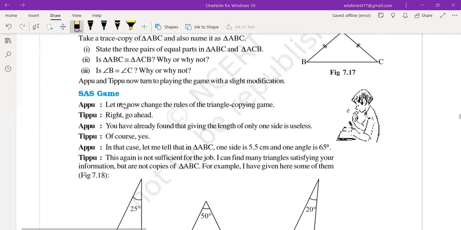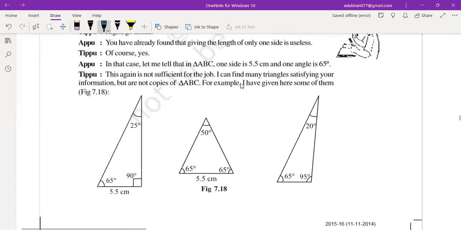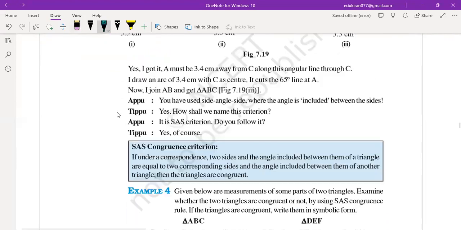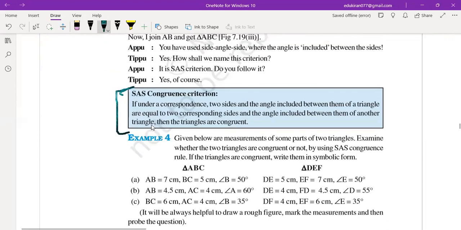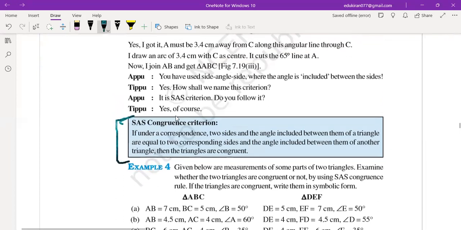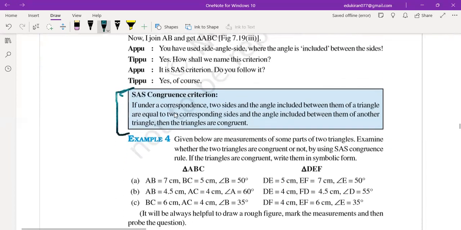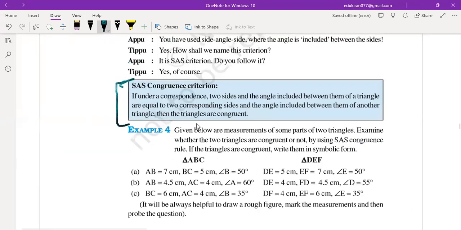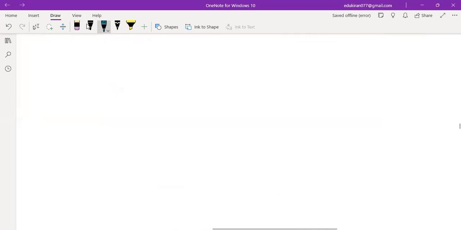Now the next criterion is SAS. Okay? SAS. Ma'am, what is this SAS? You will just quickly write it down. Yes, ma'am, it's side angle side, right? Yes. I'm just telling you here.